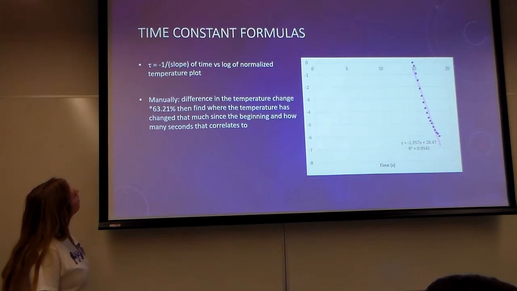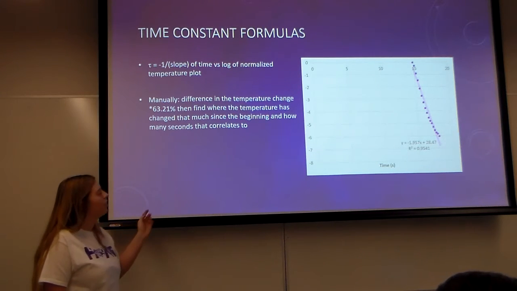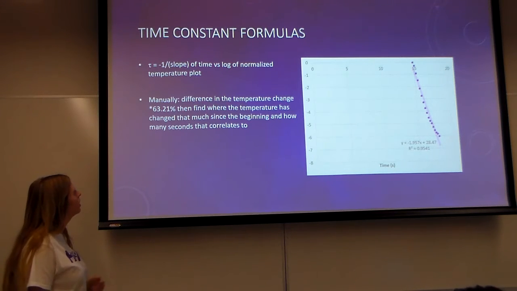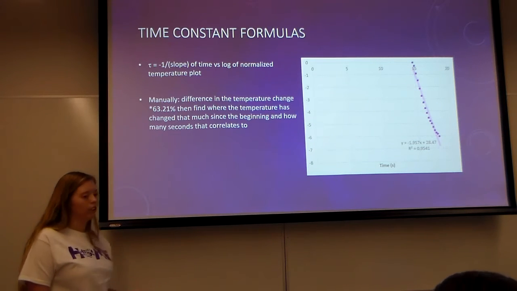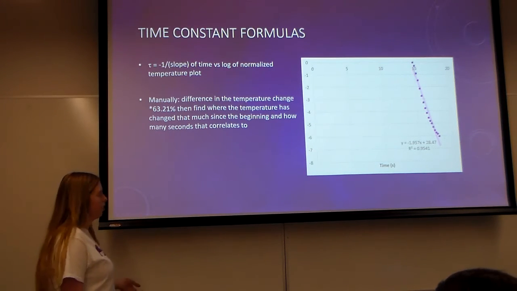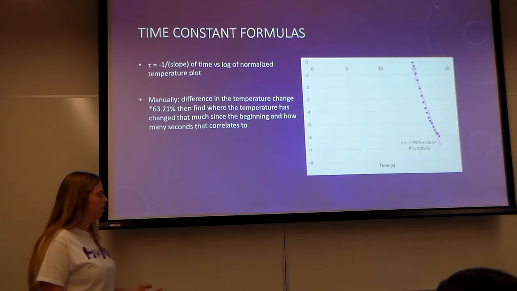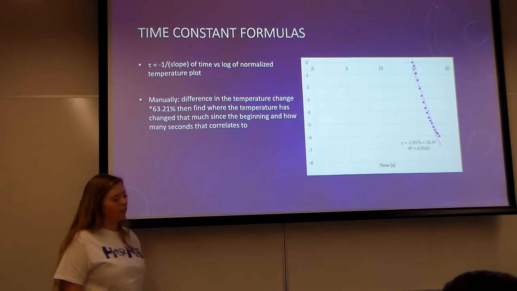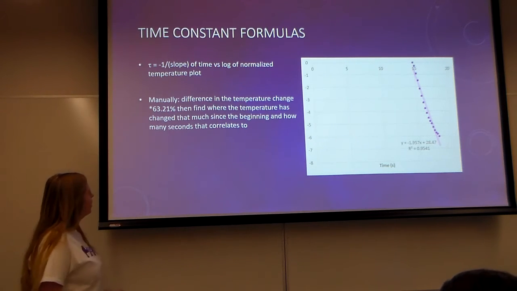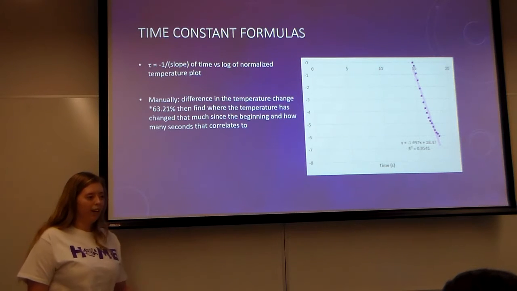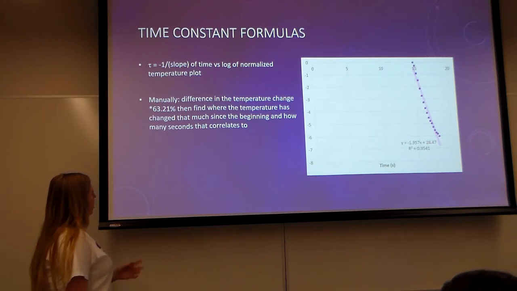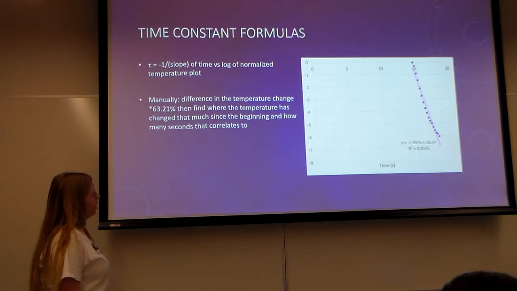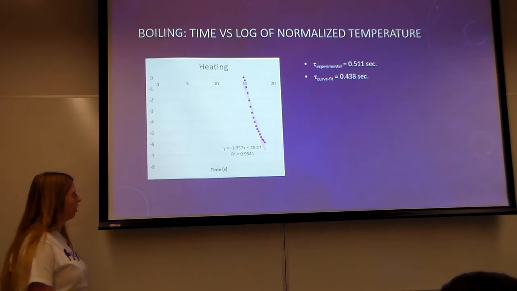And then the time constant formula. This is just how I got the time constant formula. You would plot the log of the normalized temperature versus the time. Then you would take negative 1 over the slope, which will give you your time constant. And of course, if your slope was positive, you would just do 1 over that, not negative. To manually calculate it, you would take the difference in the temperature change and multiply it by 63.21%, which is how long it took for 63% of your temperature to change. Then you would see how long it took, whatever time it correlates to.